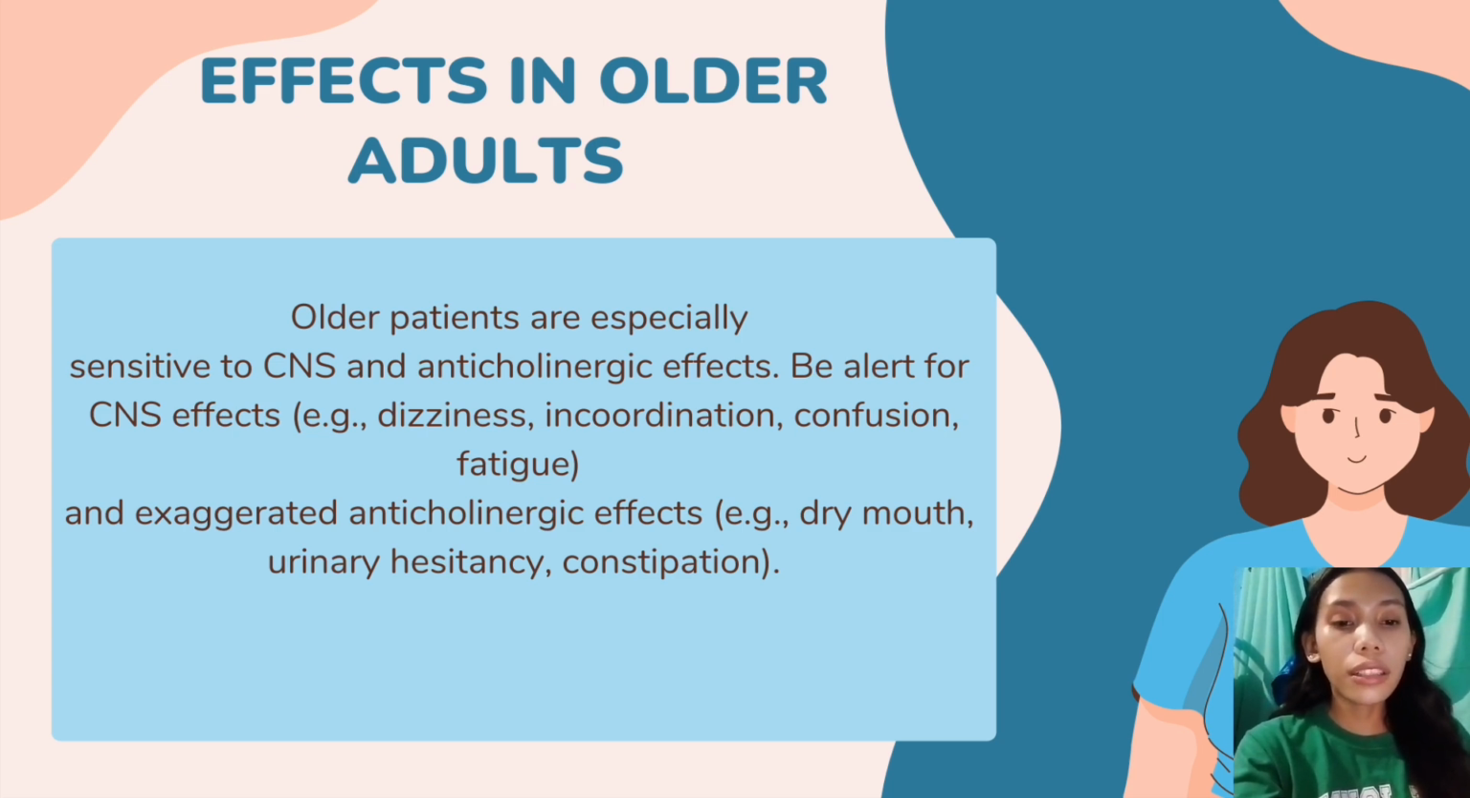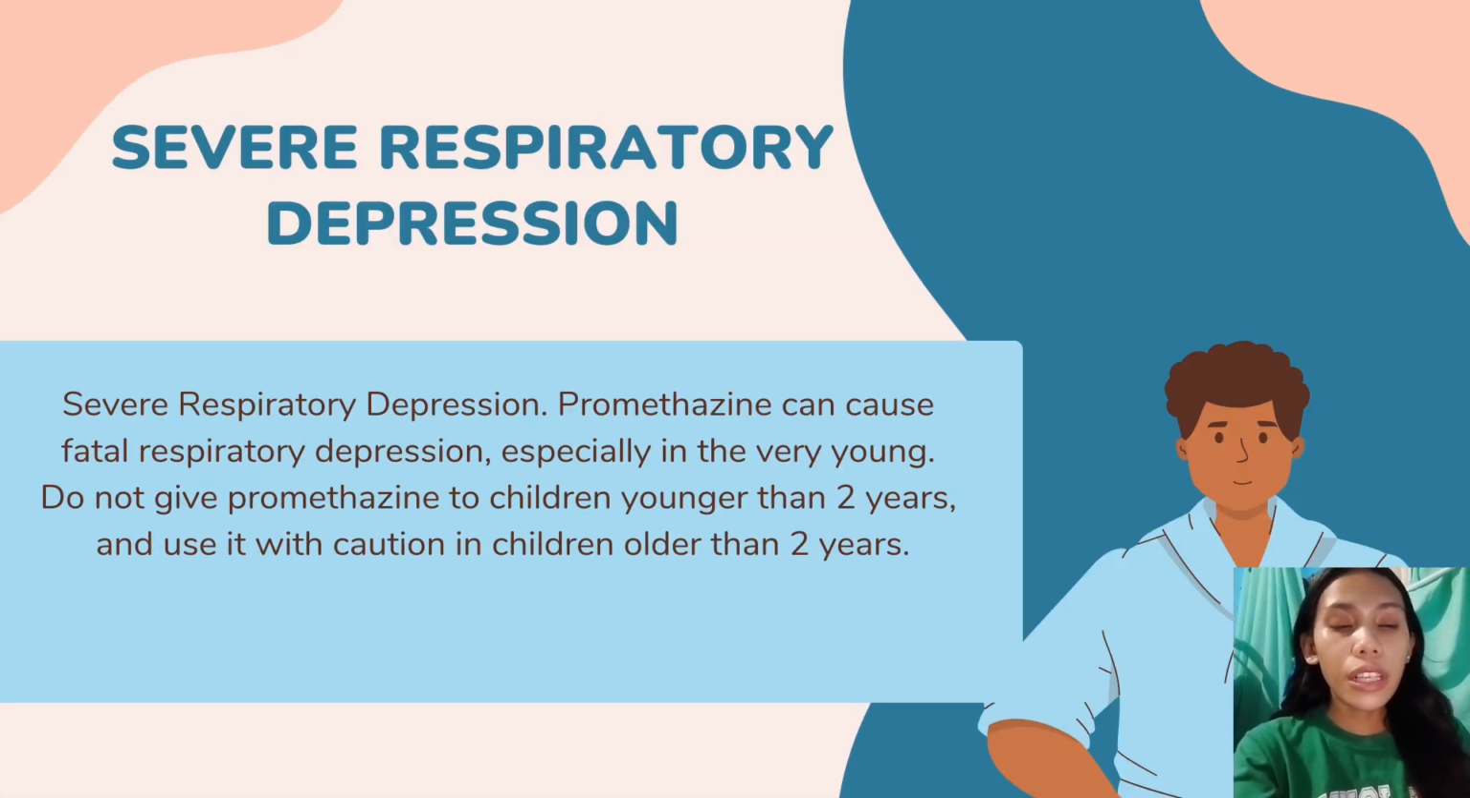And exaggerated anticholinergic effects: dry mouth, urinary hesitancy, and constipation. Severe respiratory depression: promethazine can cause fatal respiratory depression, especially in the very young. Do not give promethazine to children younger than 2 years old, and use it with caution in children older than 2 years.